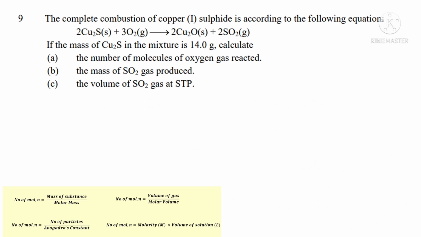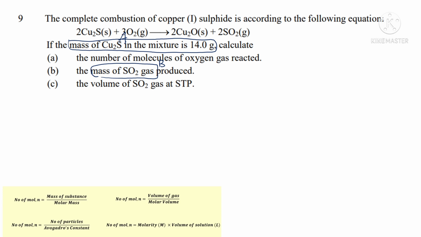Question 9b is also 3-step because, again, we are given the mass of copper sulfide, so this is A, and then asked for sulfur dioxide gas, so this is B. So given A, ask for B, so 3 steps to solve this problem.